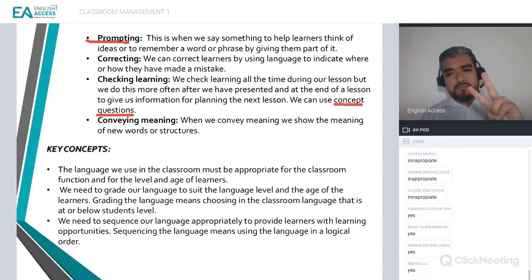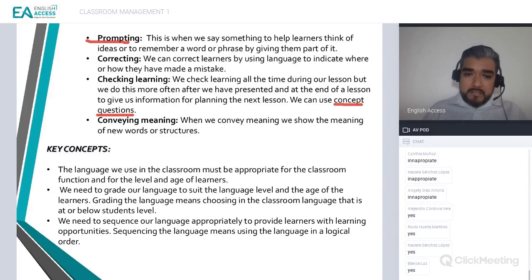And my student says, two. And I say, which verbs are added easy? And my student says, regular verbs. And then I say, what is the auxiliary verb that we use in past? And my students say, did, right? I am checking learning and I am using concept questions. You see? Good.